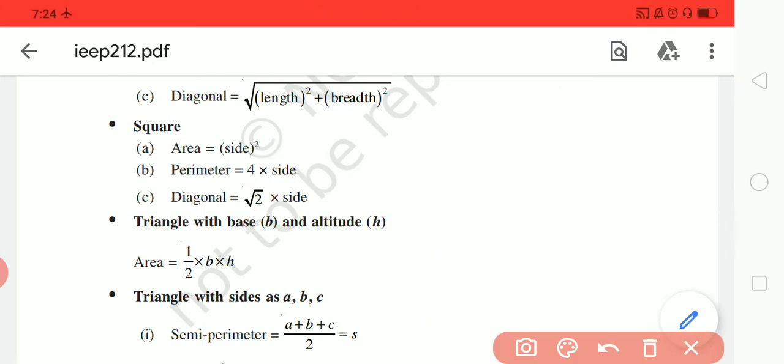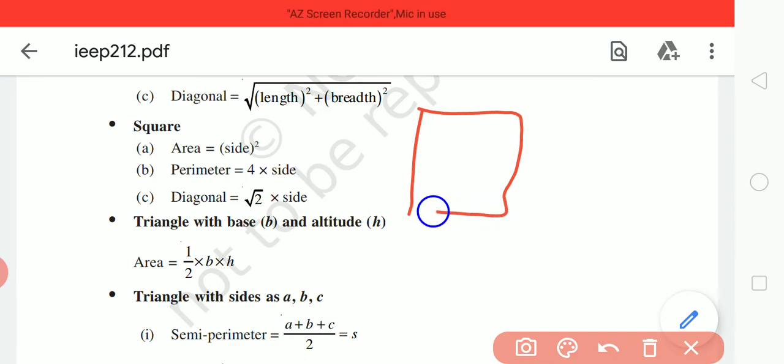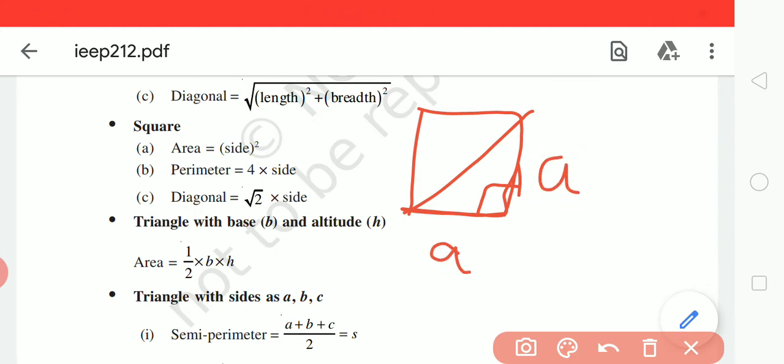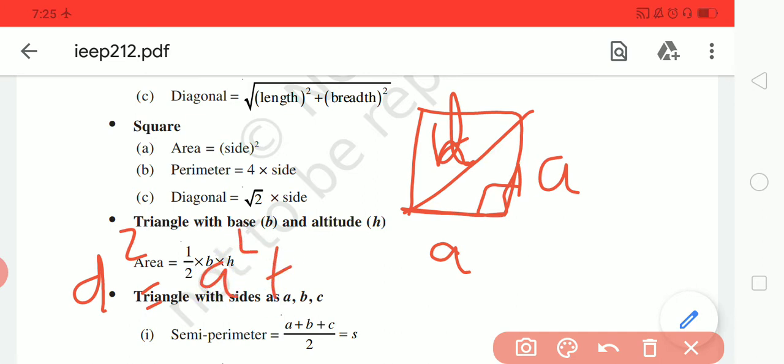This thing is new, I think, for you. If this is a square, you know that this angle is 90 degrees, and if I'm taking A here, so both the sides are equal, you can find this hypotenuse, or the diagonal, you can write D. According to the Pythagoras theorem, you know that D square is equal to A square plus A square, that is the same as 2A square, right?